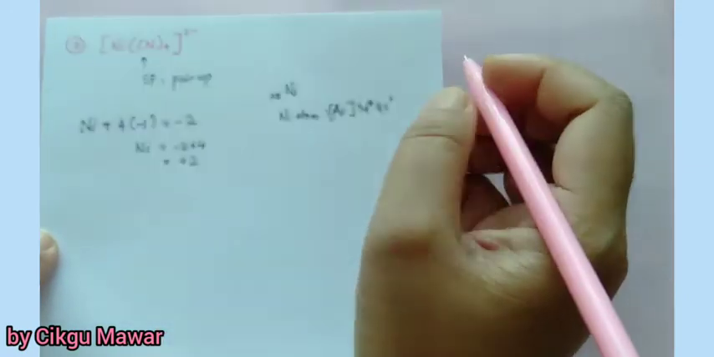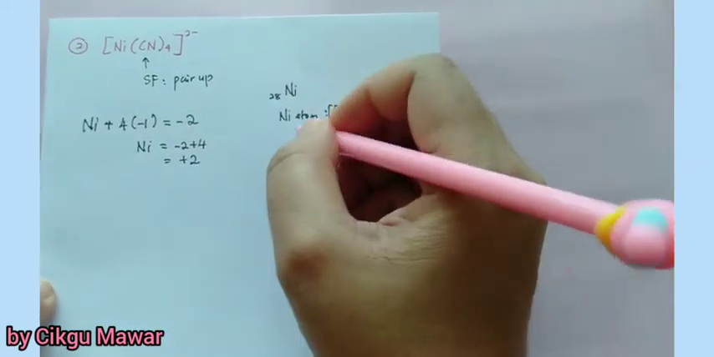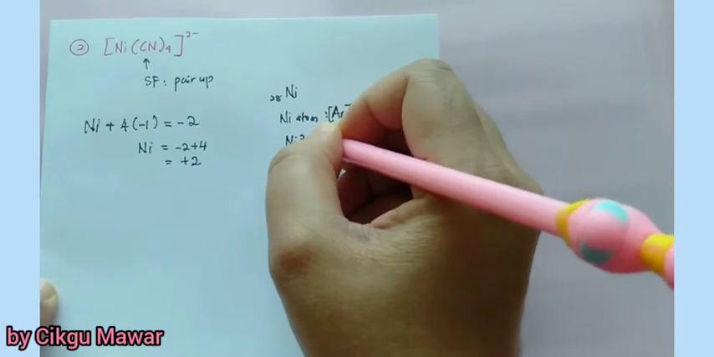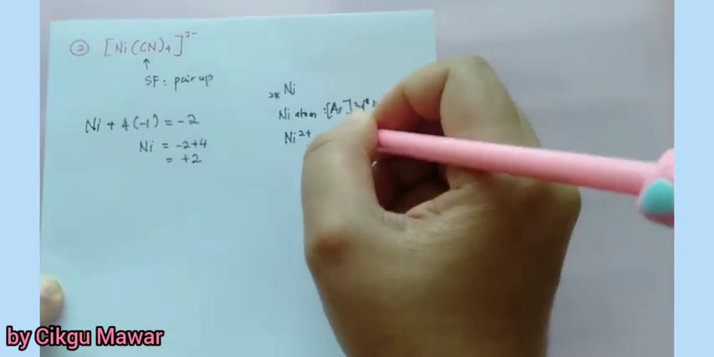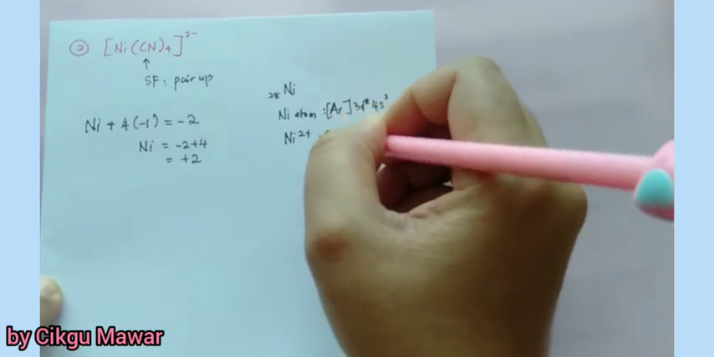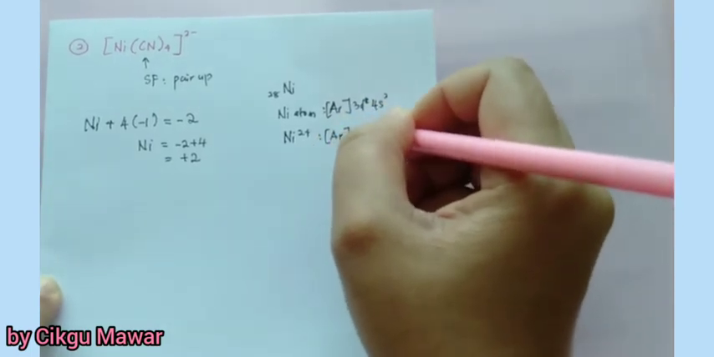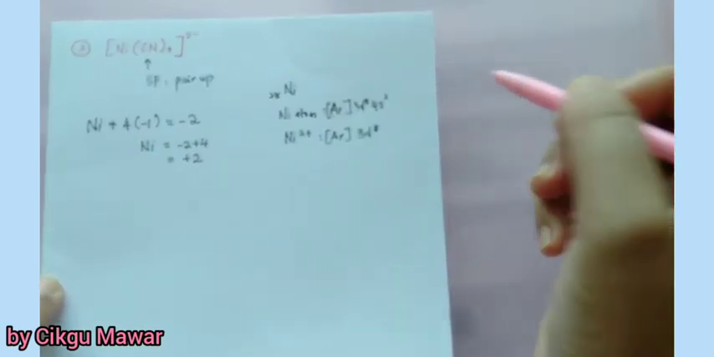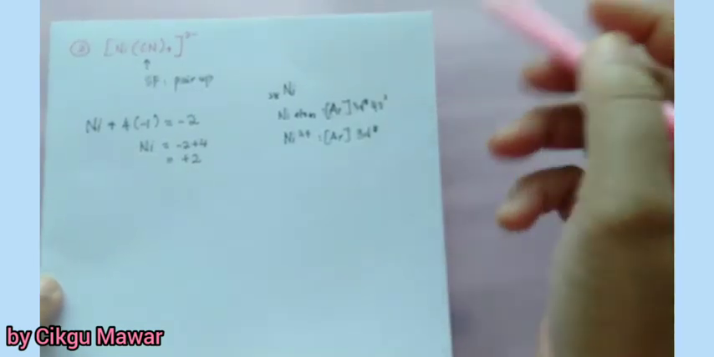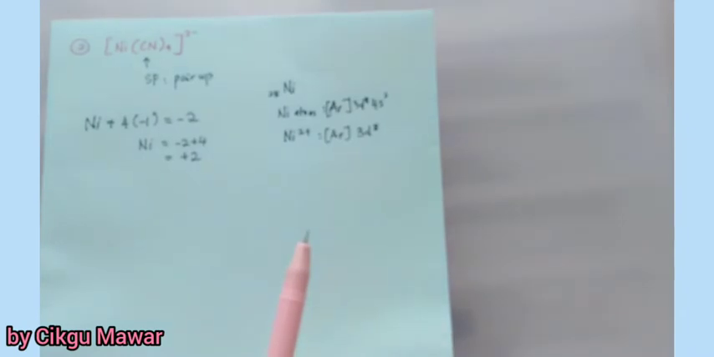Since it is a positive 2 ion, Ni2+, we must write it as argon 3d8, since we already removed the outer electrons. We remove the 2 electrons for the positive 2.